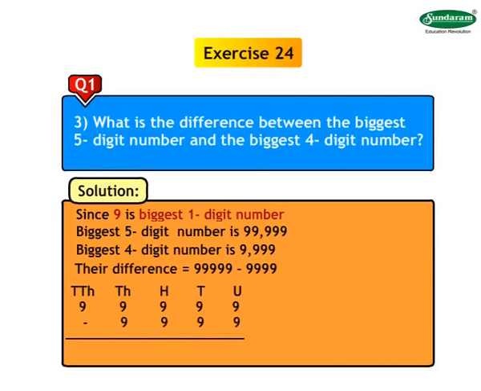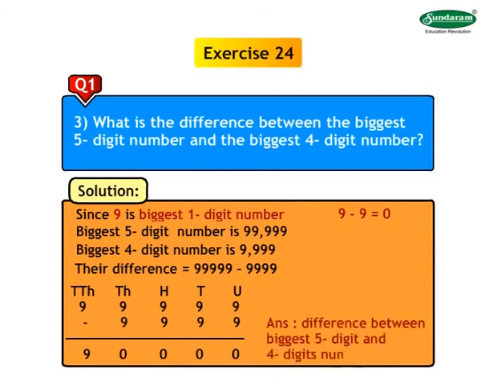Since from units place to thousands place we have 9 minus 9 is equal to 0. Write 0 below units, tens, hundreds and thousands place. Write 9 in 10,000s place as it is. Hence, answer is: the difference between the biggest 5-digit and 4-digit numbers is 90,000.